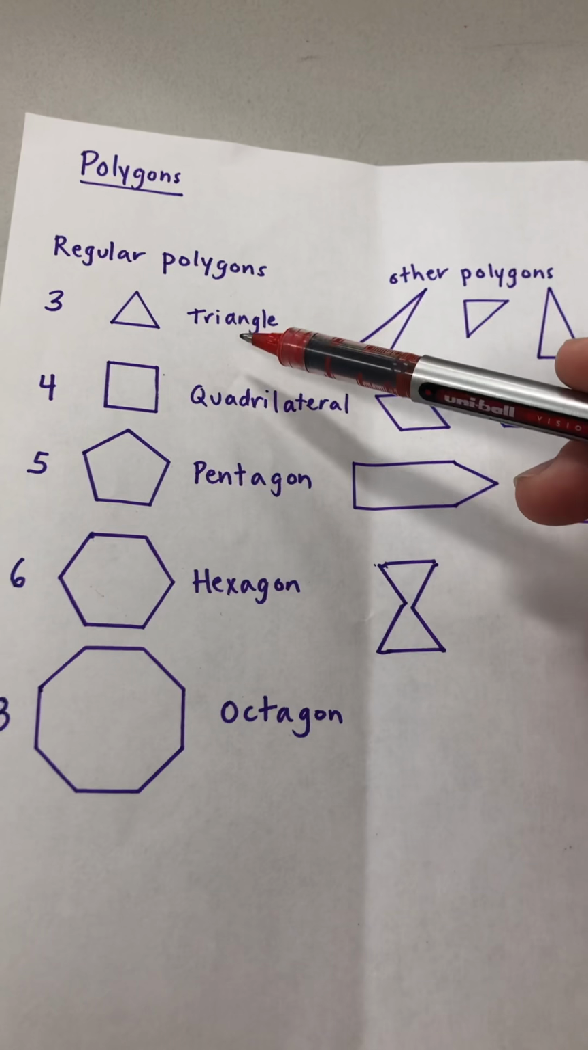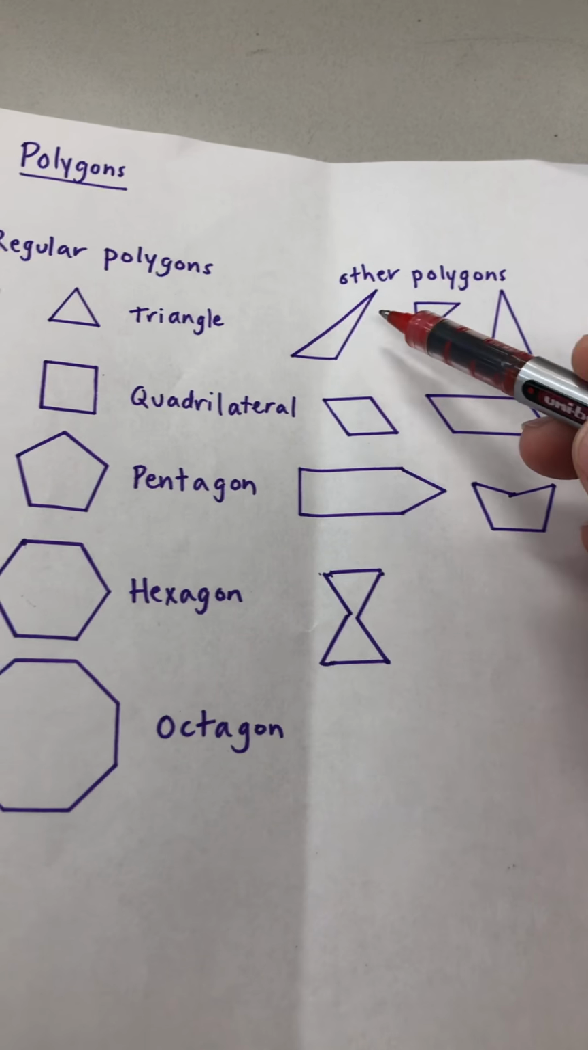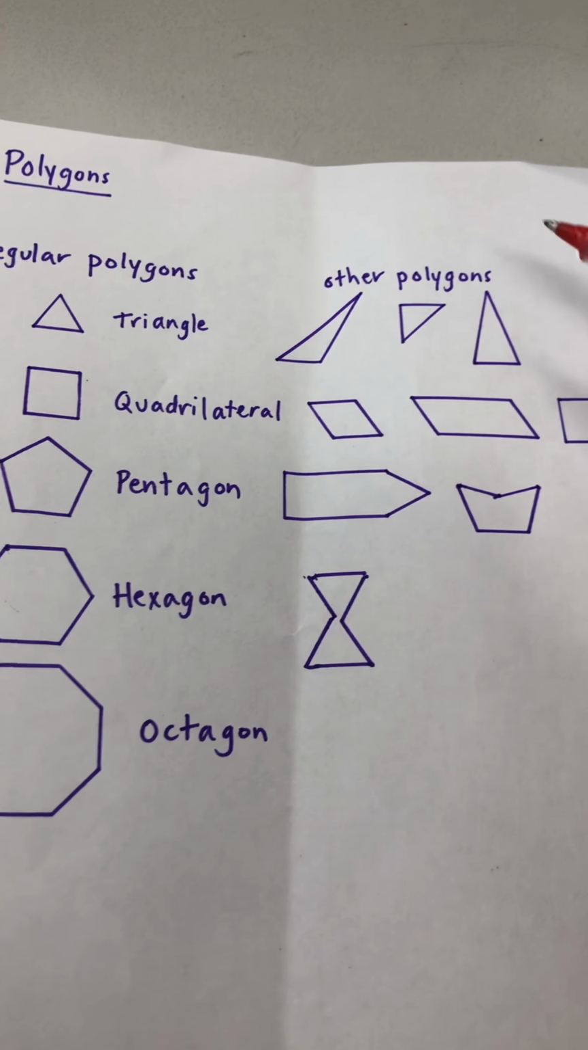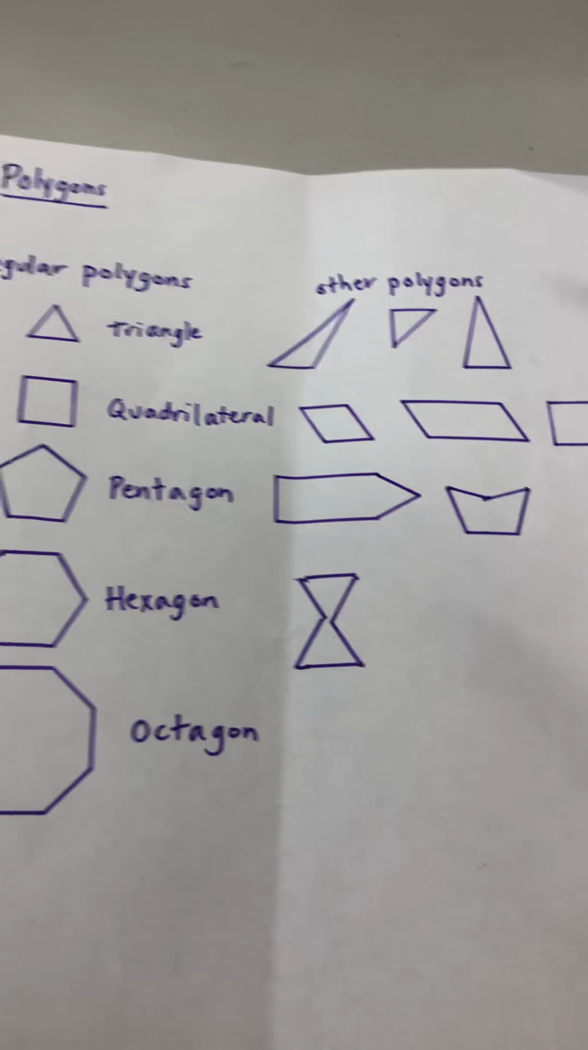Among these triangles, we want students to understand that a triangle is not just a triangle. They don't all look like this. These are also versions of triangles. These have some special names, and we'll talk about those in a second. But any three-sided figure would be a triangle.